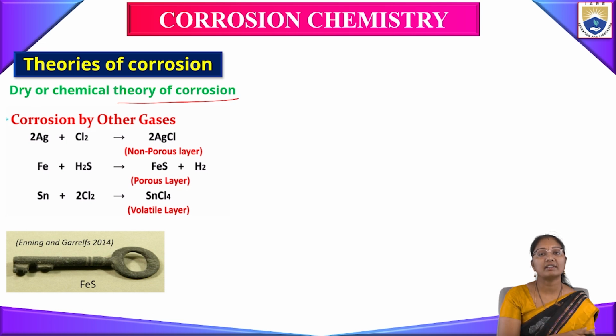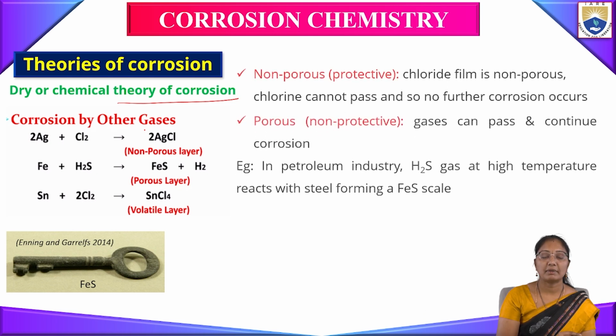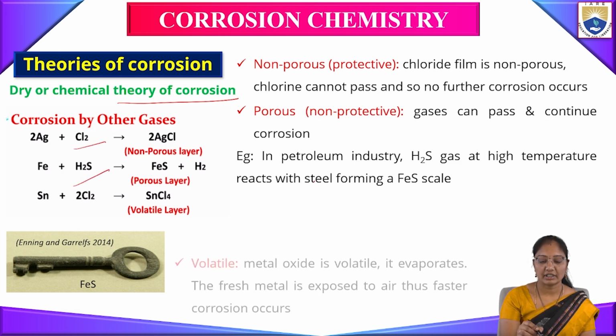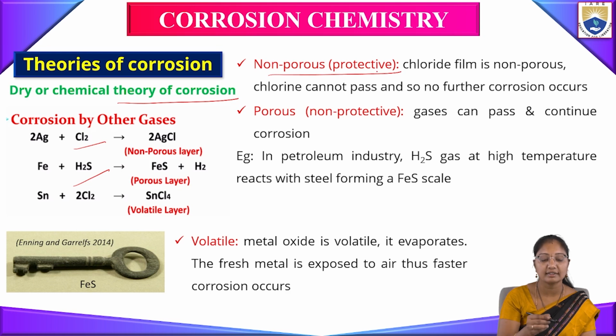Here previously we have seen corrosion by oxidation reaction. Here this is the dry chemical theory of corrosion, which is corrosion by gases other than oxygen. It may be chlorine, hydrogen sulfide and other gases, like we can see under this category.